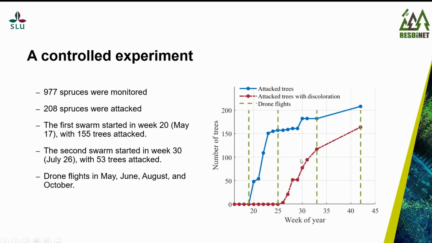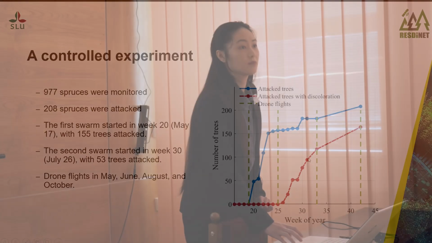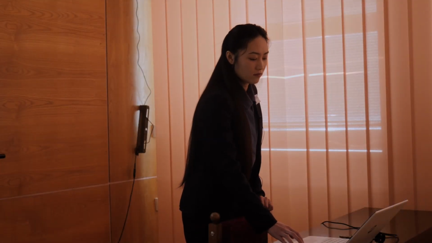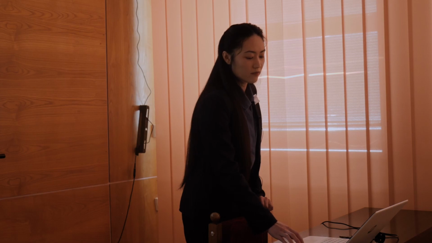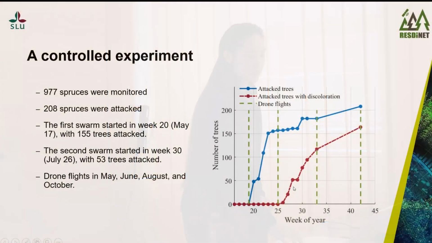The red line is the attacked trees with visible discoloration. So we can see a time difference of about 6 weeks after being attacked before we can observe some trees showing discoloration. And this line is the number of trees that actually show the discoloration.